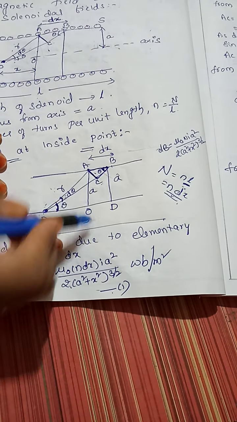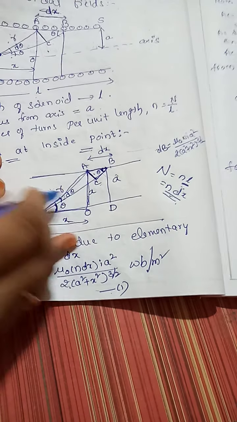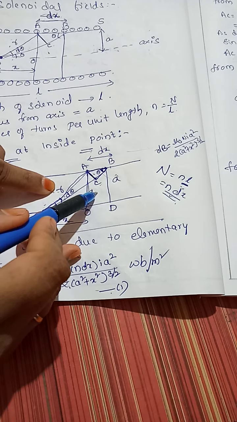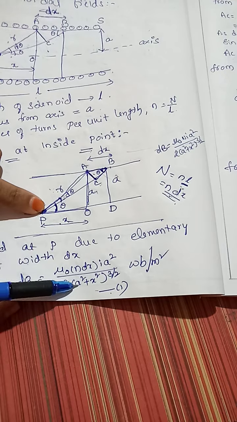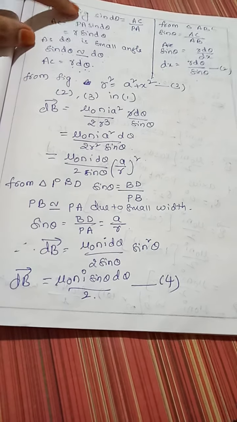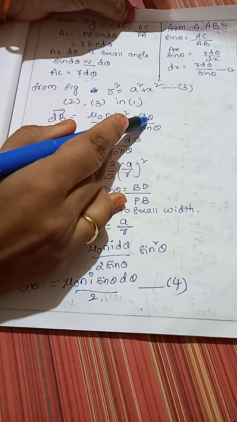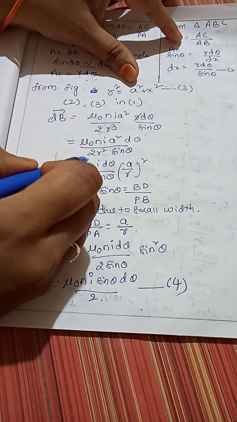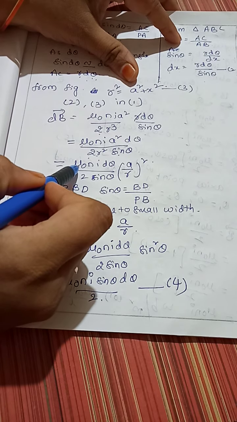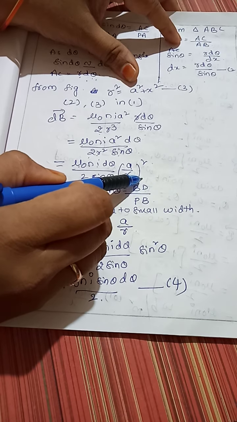Now again from the figure, if we consider this triangle, we get R square equal to A square plus x square. Now substituting all these values in equation 1, we get mu naught n I A square by 2 R cube times R d theta by sin theta. That is equal to mu naught n I A square d theta by 2 R square sin theta, or mu naught n I d theta by 2 sin theta, times (A by R) whole square.